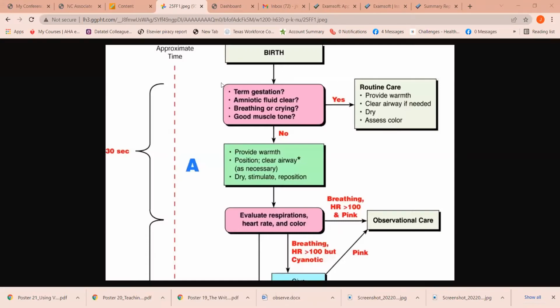The very first thing we evaluate, it's not term gestation. The amniotic fluid was clear. Is the baby breathing or crying? So we want to know if that's happening. Do they have a good muscle tone? If all those are true, then it would be routine care, but we already know it's not term gestation. Okay. So the very first thing I want to do is look at that baby. I want to look, are they breathing and crying? Do they have muscle tone? Are they floppy? Okay. And then if we go to the no section, because it's not term gestation, it says provide warmth, position and clear airway, dry, stimulate, reposition.